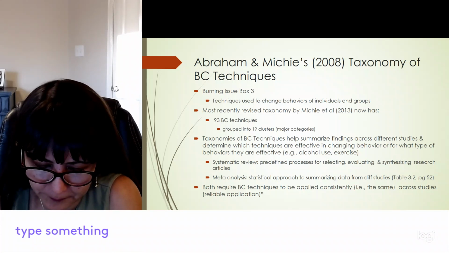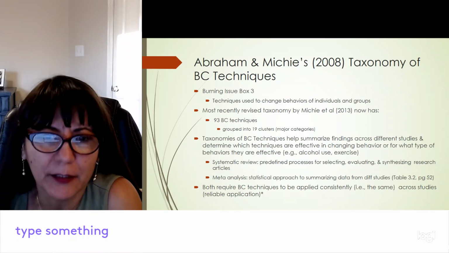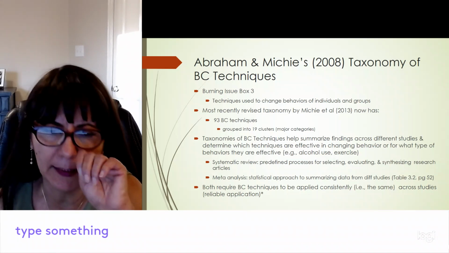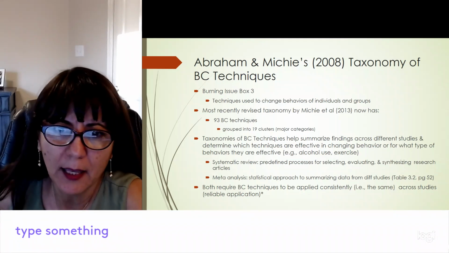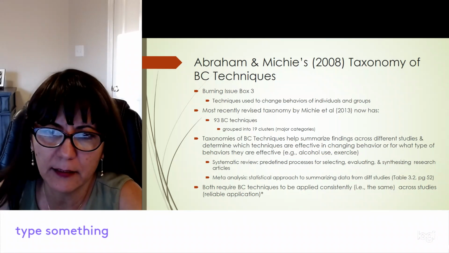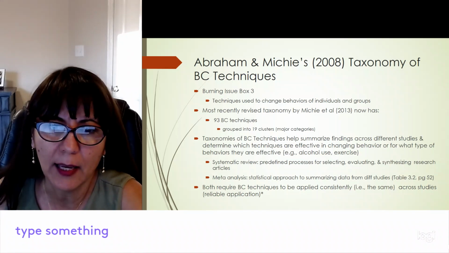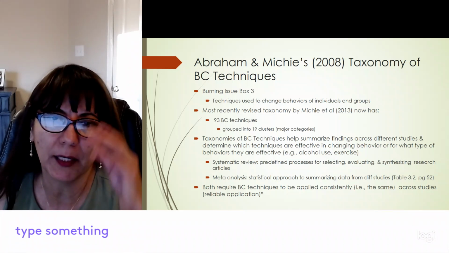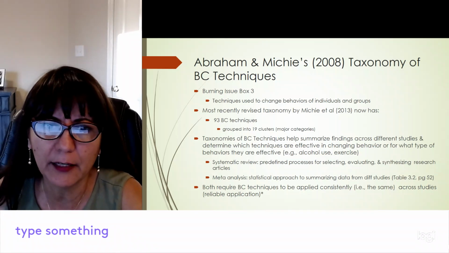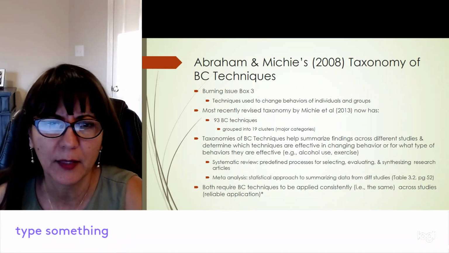Let's see. Okay, I don't remember what else I had, what my notes here are for. Maybe I started modifying my slides and I left some old notes. So in the book, they list 26 different behavior change techniques, but that was from 2008, and the new revised version has a list of 93 behavior change techniques, and they're kind of grouped into 19 clusters or major categories.